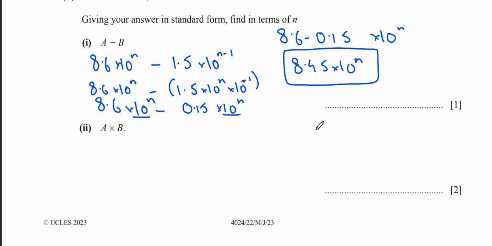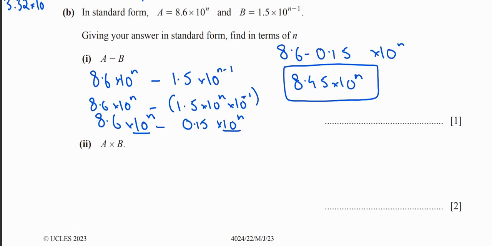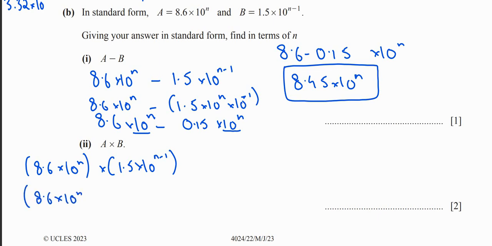Now we have to multiply A with B. So let's do that. So this becomes 8.6 multiplied by 10 raised to power N multiplied by 1.5 multiplied by 10 raised to power N minus 1. So now it's multiplied. So 8.6 multiplied by 10 raised to power N multiplied by, look, what did I get? 0.15, remember from the previous step. So 0.15 multiplied by 10 raised to power N.